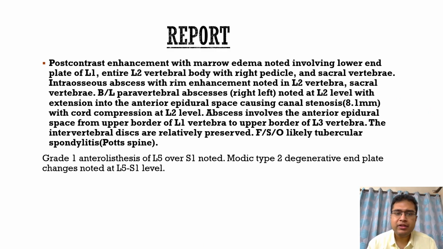And this is the report that I had given, that there was post-contrast enhancement with marrow edema involving the lower end plate of L1, L2 vertebra and the right pedicle along with sacral vertebrae, and there was intraosseous abscess also present in multiple vertebrae, and there was bilateral paravertebral abscess also present at L2 level, which was extending into the anterior epidural space causing canal stenosis and cord compression. And the intervertebral discs were relatively spared, so this is very important. Hence I gave the diagnosis of tubercular spondylitis or Pott spine. There were some degenerative changes that were also seen in the spine.